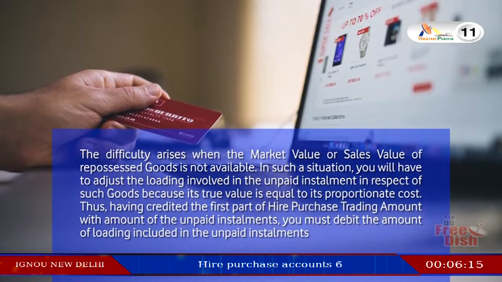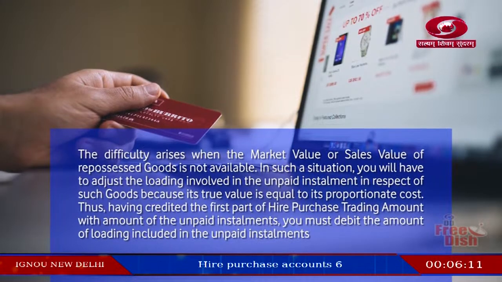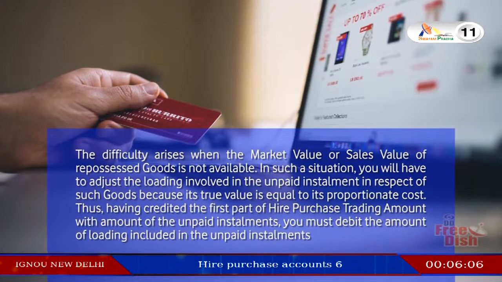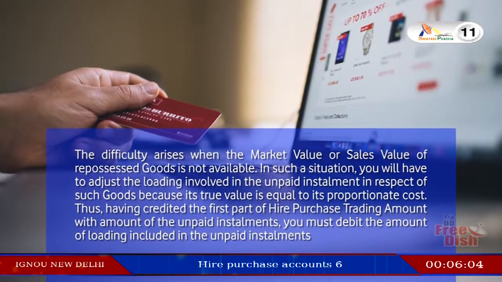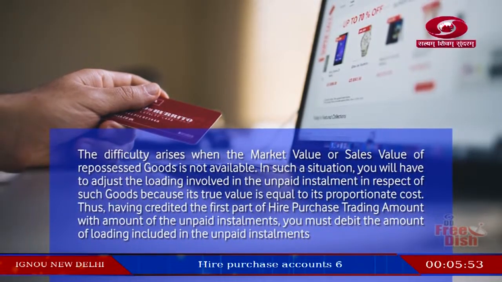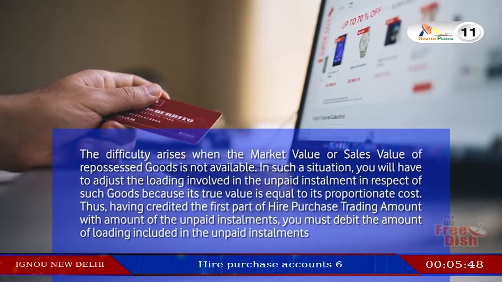If the market value or sales value of repossessed goods is not available, in such a situation the learners are advised to adjust the loading involved in the unpaid installment in respect of such goods, because its true value is equal to its proportionate cost. Thus, having credited the first part of hire purchase trading account with the amount of unpaid installment, the learners must debit the amount of loading included in the unpaid installment. So let us see with the help of an example.